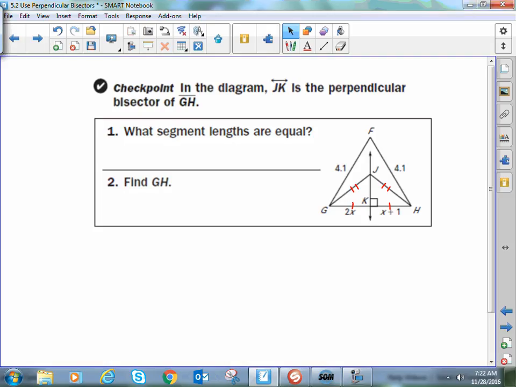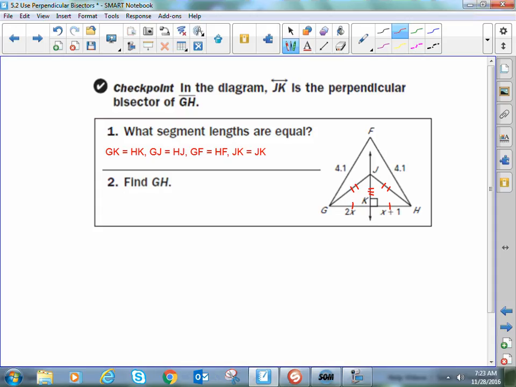So we have three sets of segments that are the same: GK, HK, GJ, HJ, and where did I get the fourth one from? JK and JK, yes. That one is kind of a technicality. It is shared between the two triangles, GJK and HJK, so we could include those as well. Well, how about, what is GH?